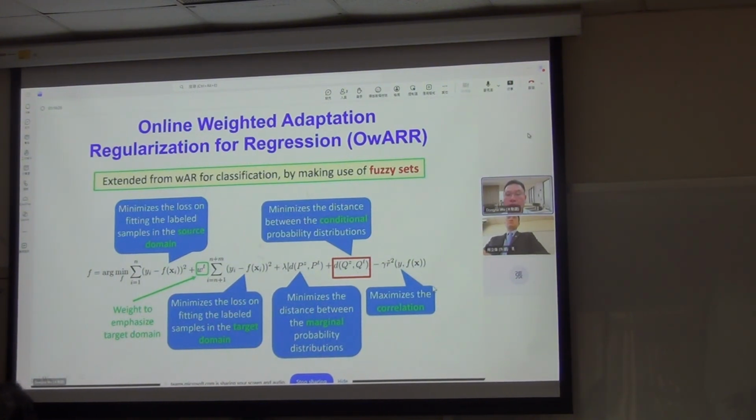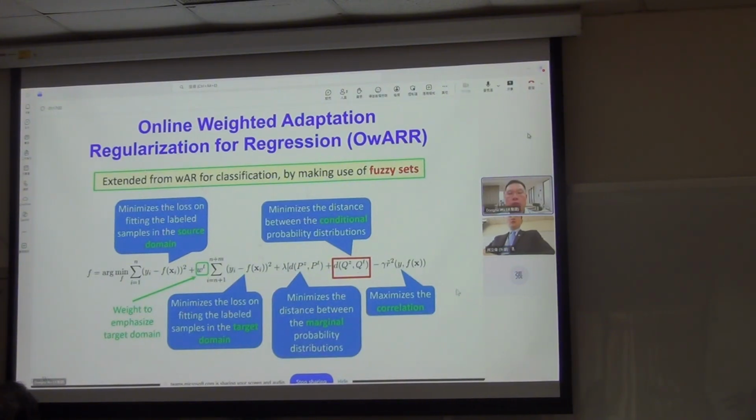The last one, the fifth term, is a dedicated term for the regression problem. Because we observed that sometimes the regression model just outputs a constant, which could have a very small root mean squared error, but that is not meaningful. So the last term is used to enforce that the output is not a constant. Instead, it should have a high correlation with the original input. So the last term is used to maximize the correlation.